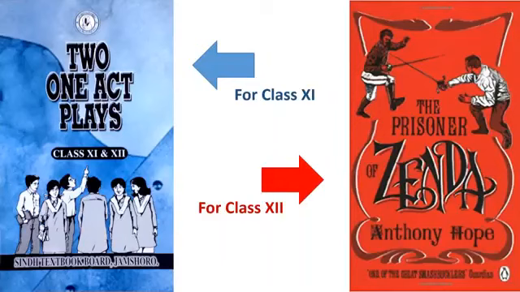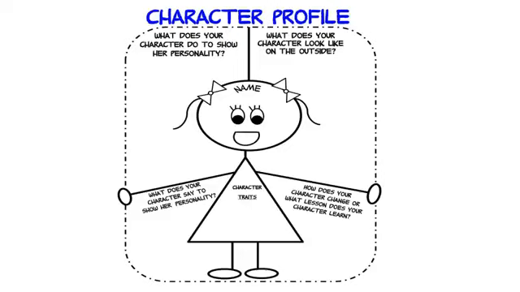Let us begin. Your first year course includes 2 plays from the book 2 one-act plays, and the second year course includes a novel, Prisoner of Zenda by Anthony Hope, and the students are required to be able to write a detailed and descriptive sketch about the characters in the books. Our focus in this lecture is on recognizing the traits of a character and to describe the character based on your understanding of it. Observation is the key point here.